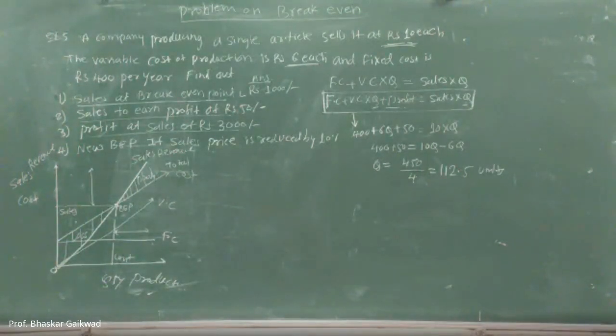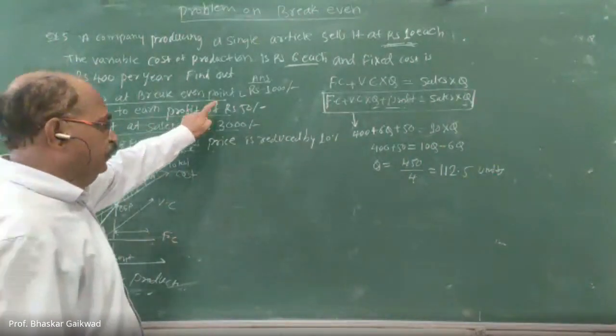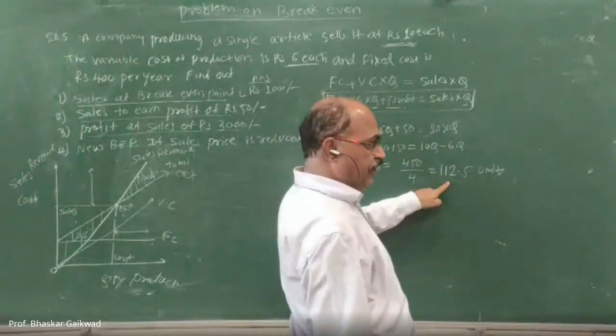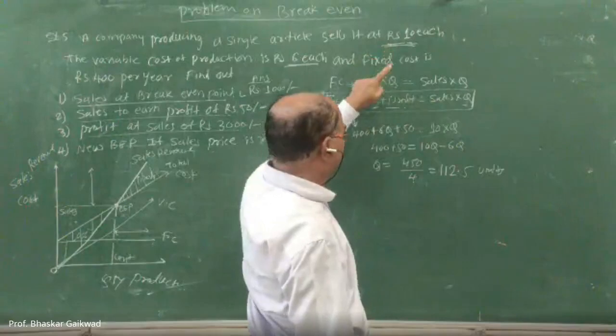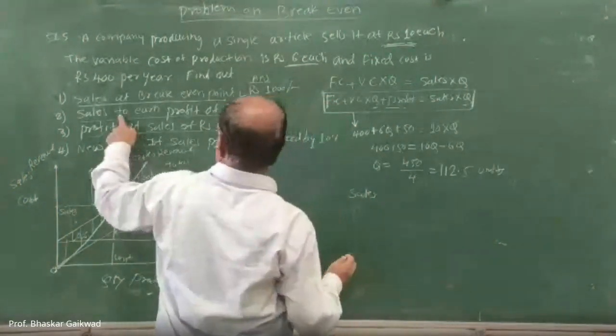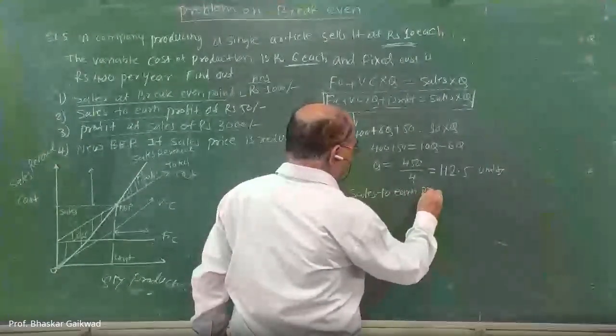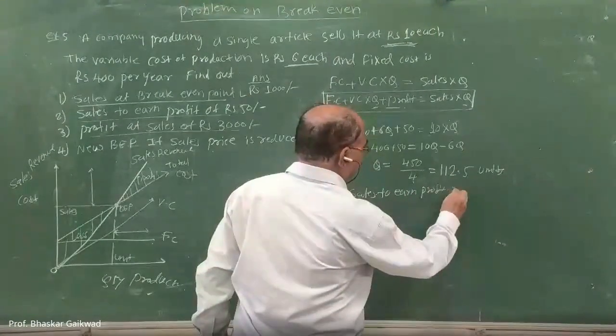Okay. So our answer is 112.5. This is quantity. Okay. Now sales to earn a profit of 50 rupees. So we have got this quantity. What is the selling price? 10 rupees.